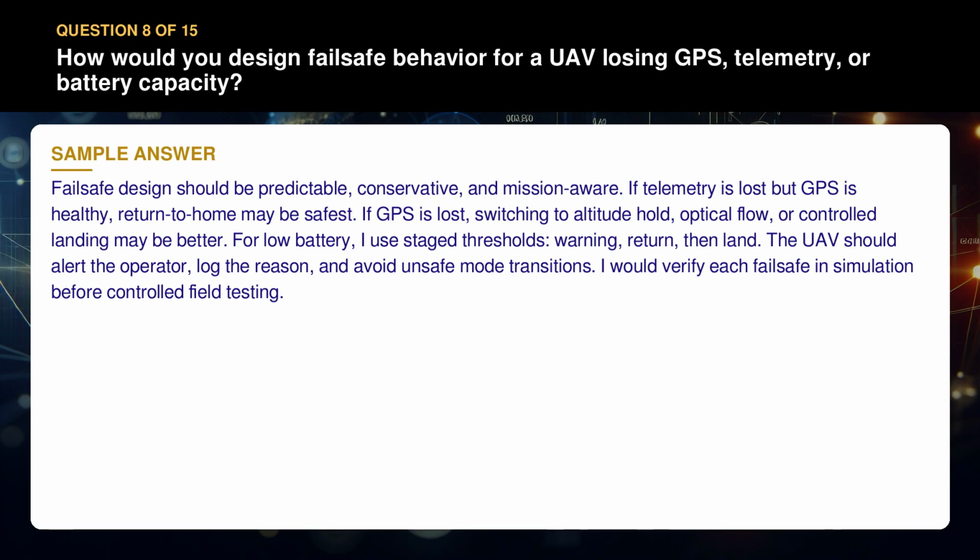For low battery, I use staged thresholds: warning, return, then land. The UAV should alert the operator, log the reason, and avoid unsafe mode transitions. I would verify each failsafe in simulation before controlled field testing.